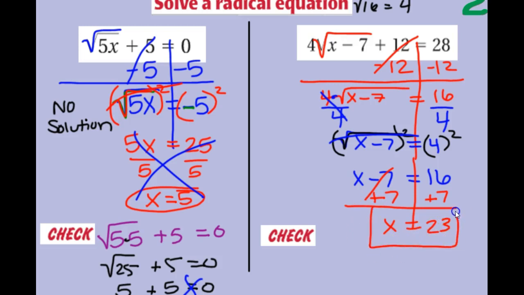If you're not sure, check it. Some of you can check it right by just plugging it in here. 23 minus 7 is 16. Square root of 16 is 4. 4 times 4 is 16. 16 plus 12 would give you 28. If you can just plug it back in by looking at it and using mental math, great. If you need to write it out, that works too.